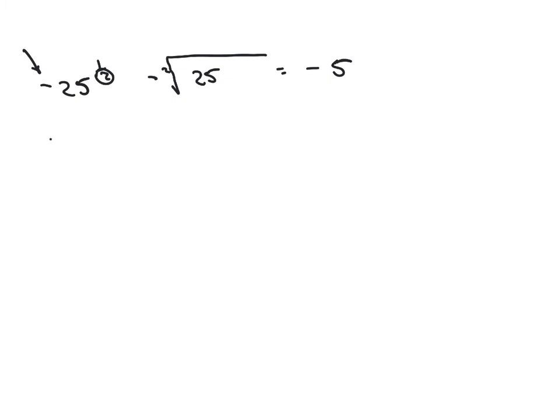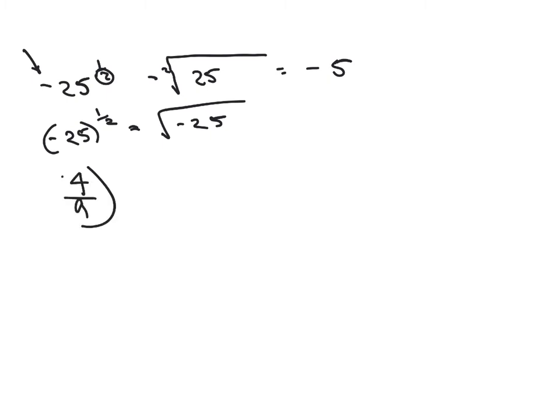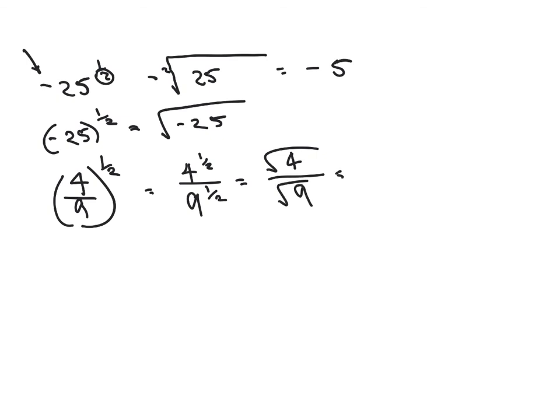Okay. If I have this, that is the same as, which cannot be done. If I have 4/9 to the 1/2 power, that exponent is on both the 4 and the 9. And that basically means square root of 4 over square root of 9, which is 2/3.